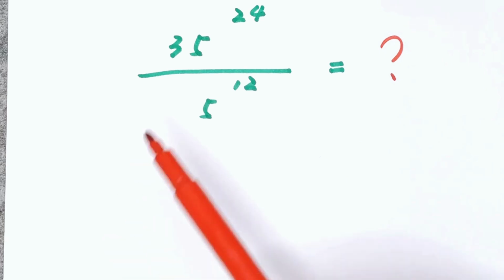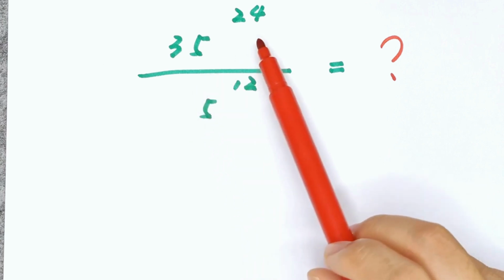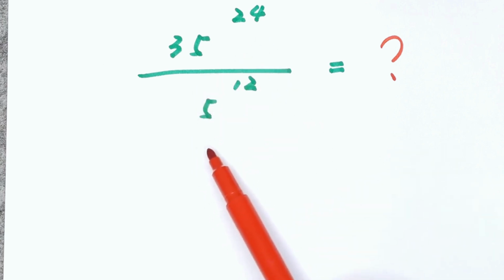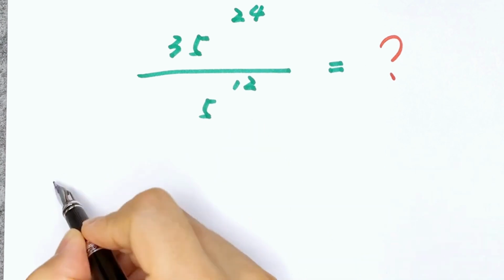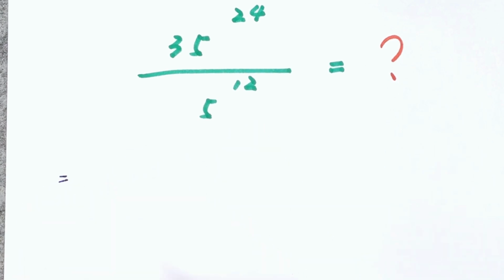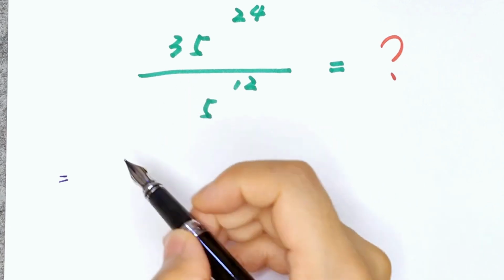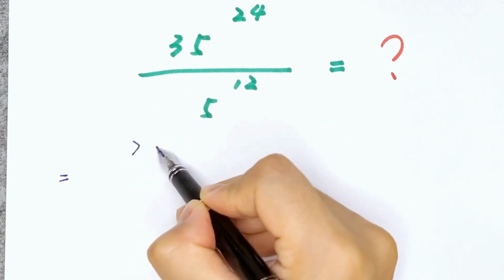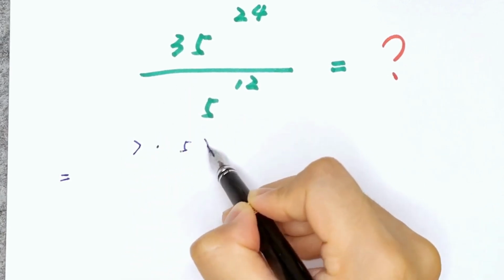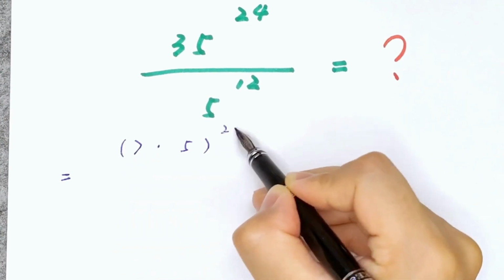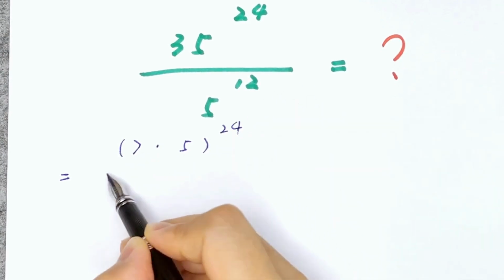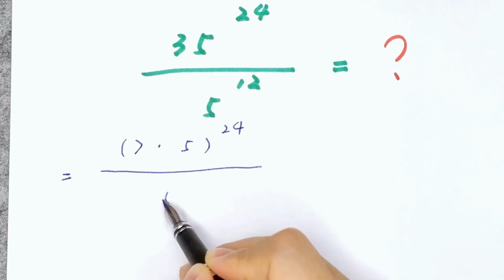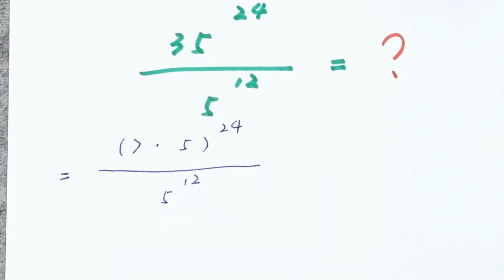How to solve 35 to the power of 24 divided by 5 to the power of 12. It will be equal to, 35 is the same as 7 times 5, to the power of 24, divided by 5 to the power of 12.